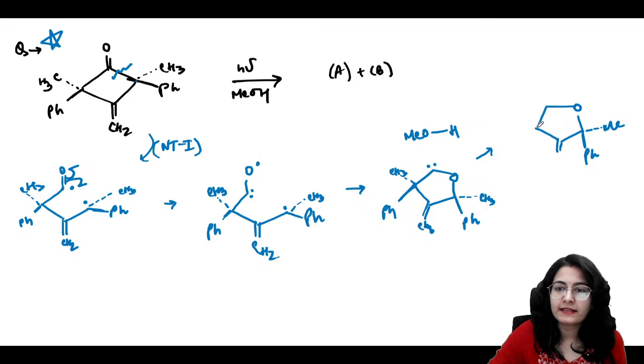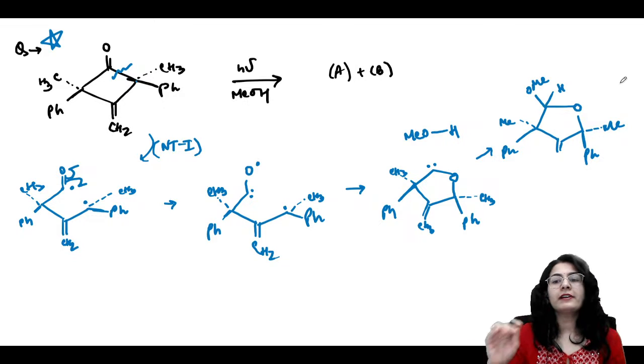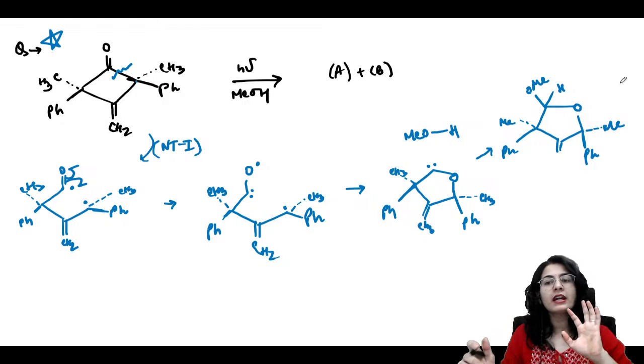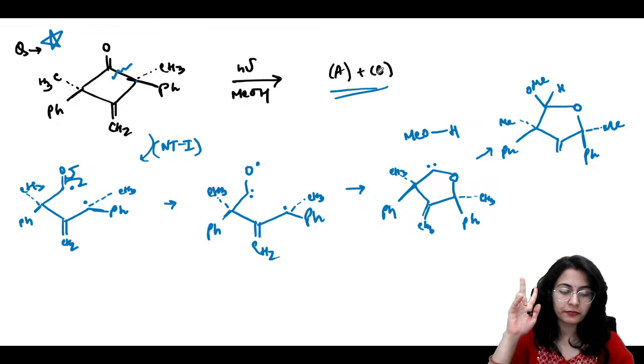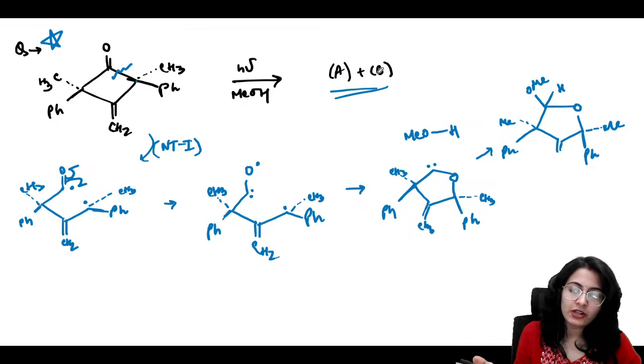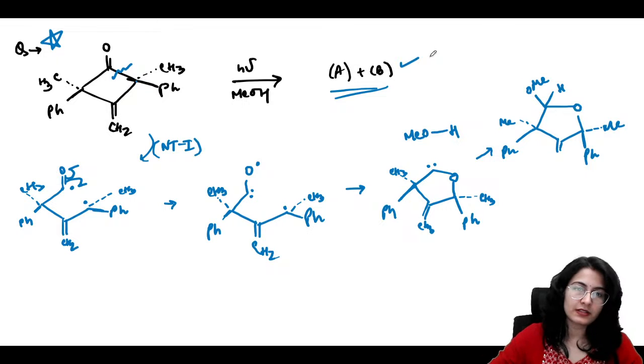This side phenyl, this side methyl. And what about this? It is going to attach OMe and hydrogen. But we are not sure about the stereochemistry. Could be above, could be below. That is why you are having two different products. Let's say in one of the products you are having methoxy above. Let's say in one of the products you are having methoxy below. That's why you are having a mixture of products because of the change in stereochemistry.